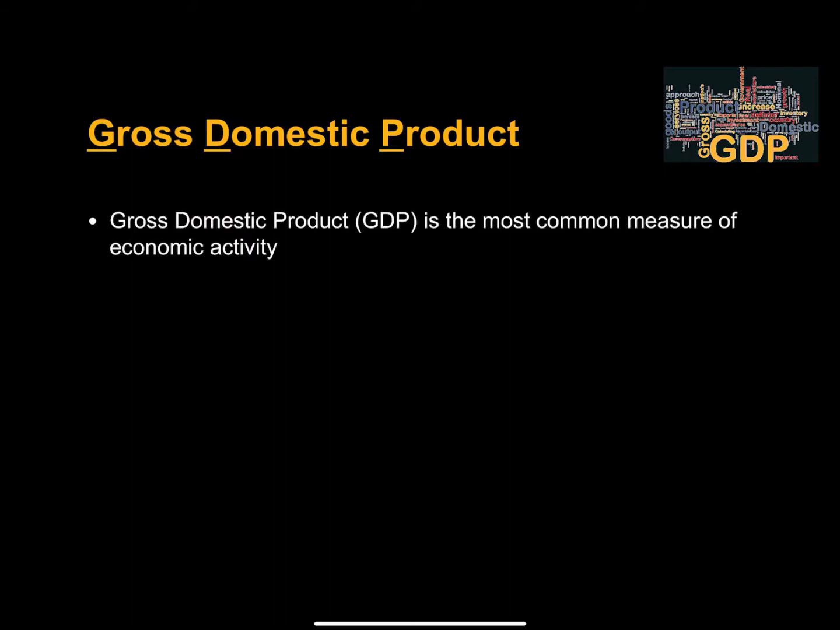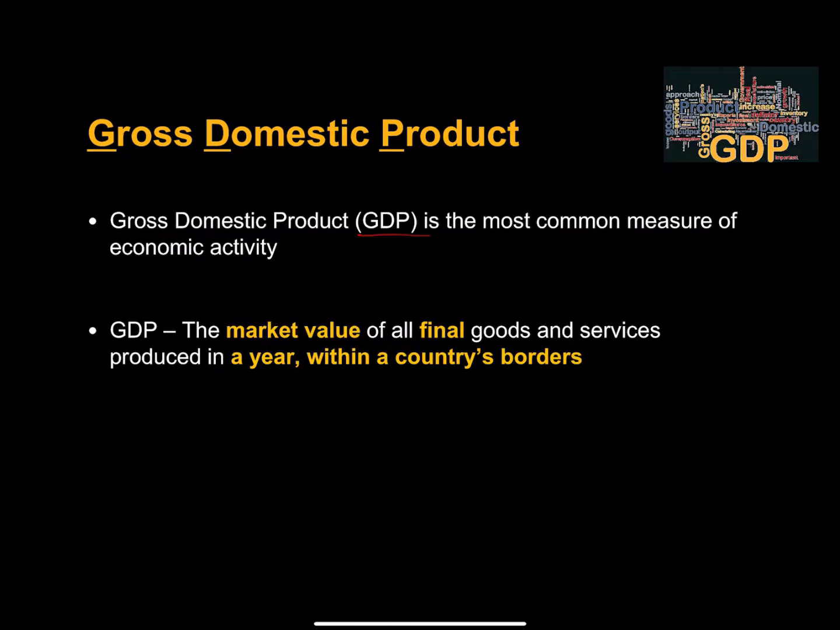Our most common measure of economic activity is gross domestic product. There are other measures, but this is our baseline. What gross domestic product is, is the market value of all final goods and services produced in a year within a country's borders. And it's important to look at each part of this definition.